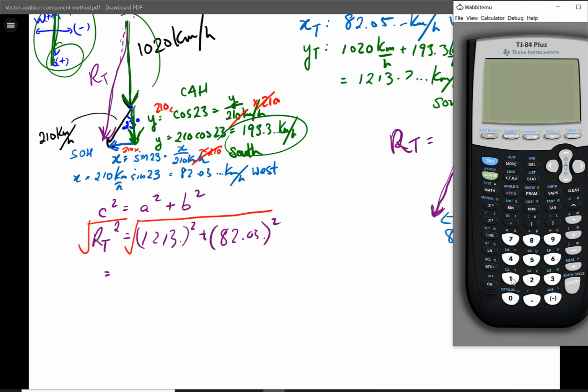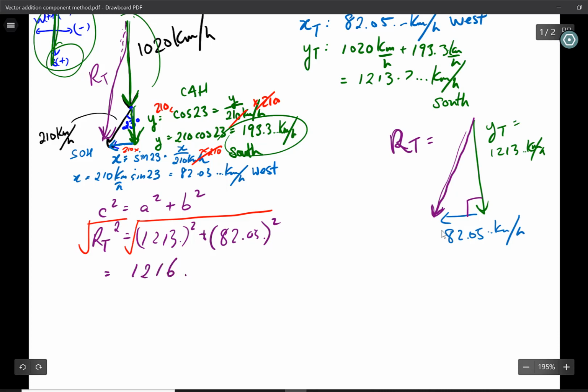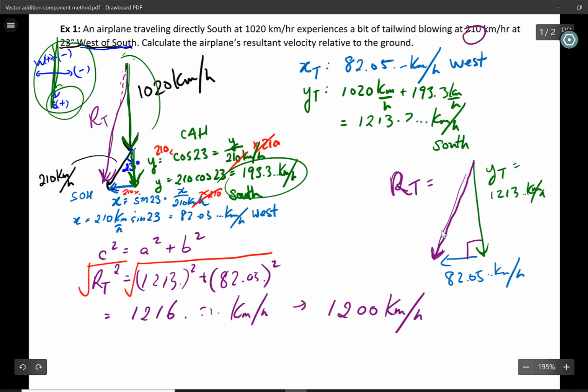So let me just double check that I have all the right numbers. So that's my y confirmed, my x is confirmed as well. I will take the square root of my x squared plus my y value squared, which corresponds to the ones I've written in my notebook. 1216 point blah blah blah kilometers per hour. I'm going to round this off to 1200 kilometers per hour, just to check that's 2 sig figs. Yes, because I have 2 over here.